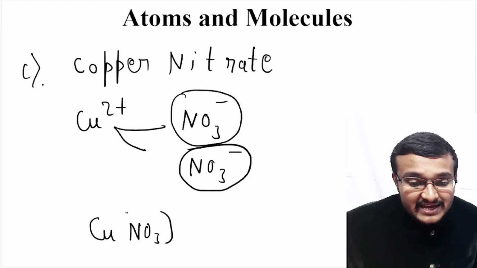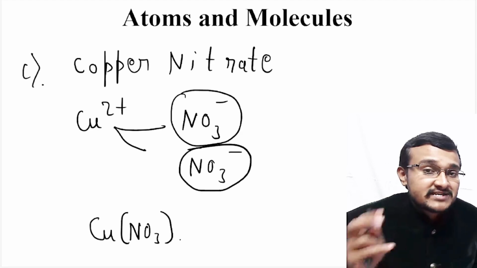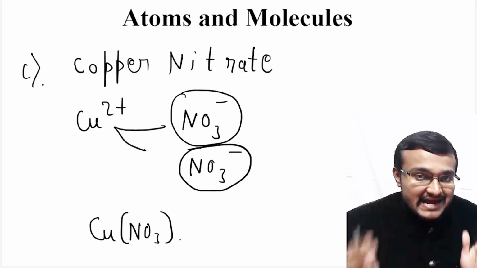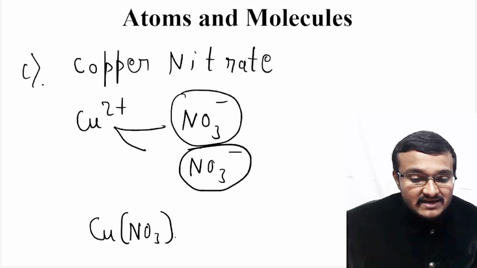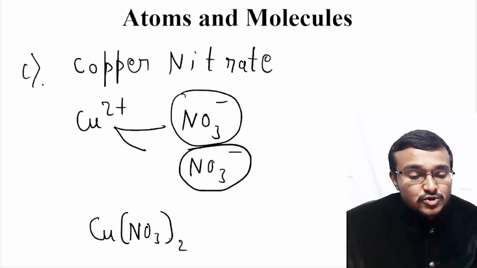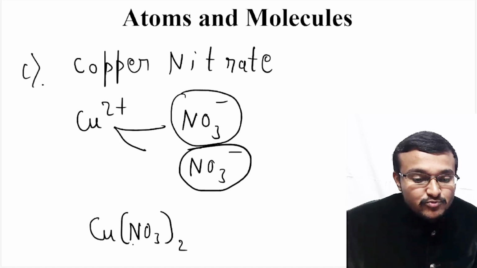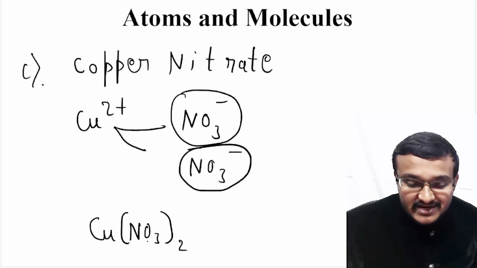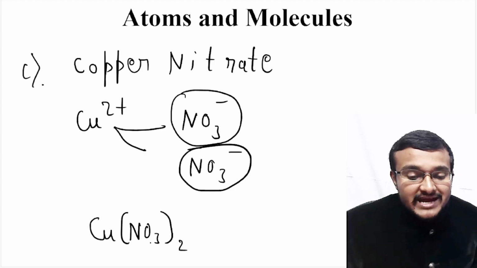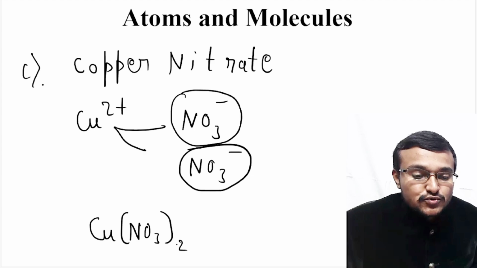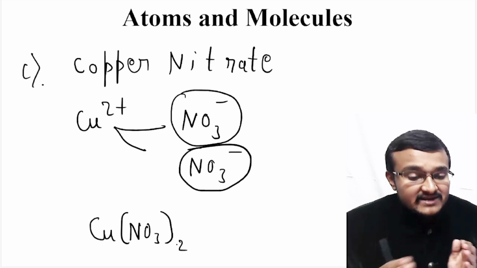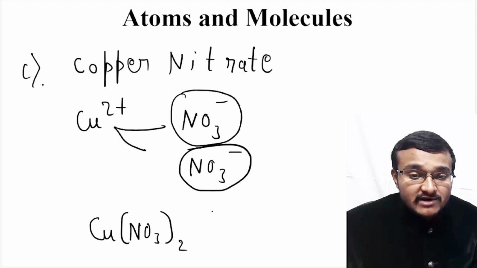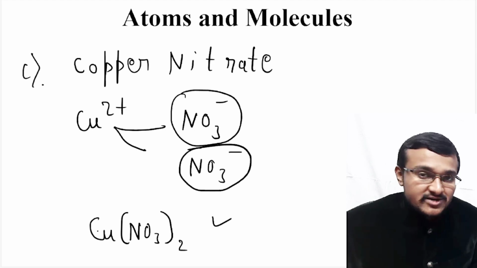So you should put a bracket for this NO3 because NO3 contains two kinds of atoms, nitrogen and oxygen. You should put the bracket, and outside the bracket in subscript you should write 2. This 2 applies to both the nitrogen and all three oxygen atoms present with the nitrogen. So Cu(NO3)2. This 2 should be written after the bracket, and the bracket should be put for this NO3. So the chemical formula of copper nitrate is Cu(NO3)2.